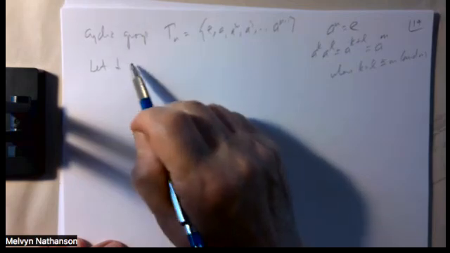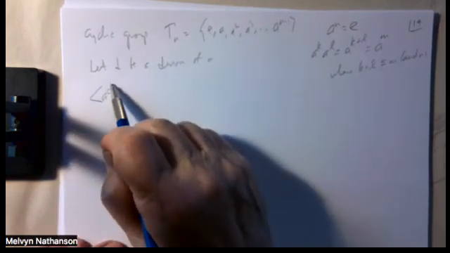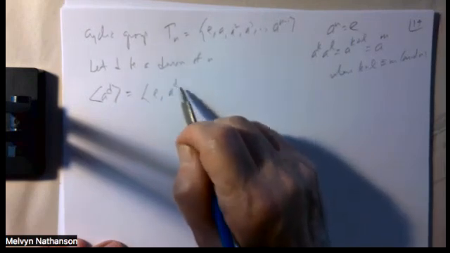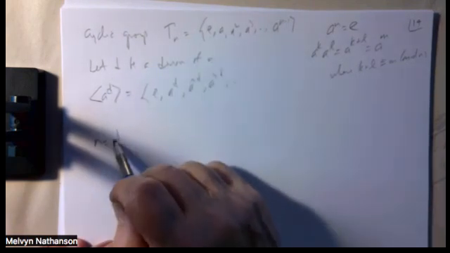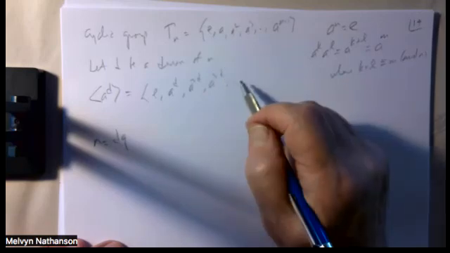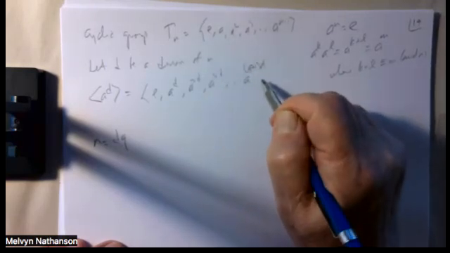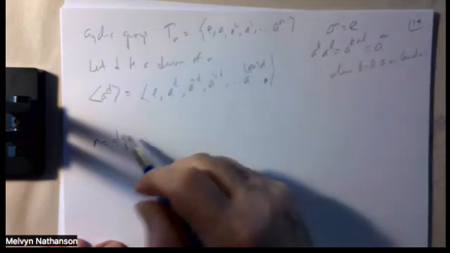So suppose I take D, a divisor of n. The subgroup generated by A to the D consists of all powers of A to the D: E, A to the D, A to the 2D, A to the 3D. How far up do you go? If D is a divisor of n, then n is equal to D times q for some integer q. So I can go up to A to the q minus 1 times D, but the next power is A to the QD, which is A to the n, which is the identity.